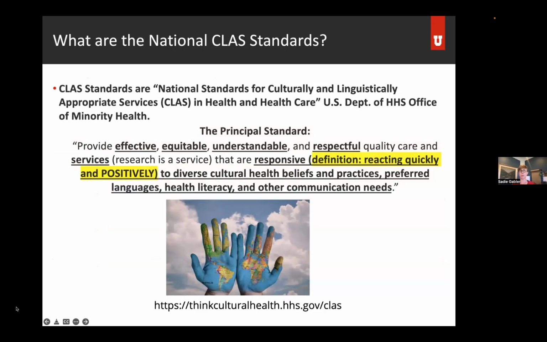Research is a service that we provide as an academic institution. So I feel that the research that we conduct across campus is a service that we provide. And to do that in a manner that is responsive to diverse cultural health beliefs, practices, preferred languages, health literacy, and other communication needs. So responsive means reacting quickly and positively. I have interacted with study teams that have reacted, but not in a quick manner or in necessarily a positive manner.